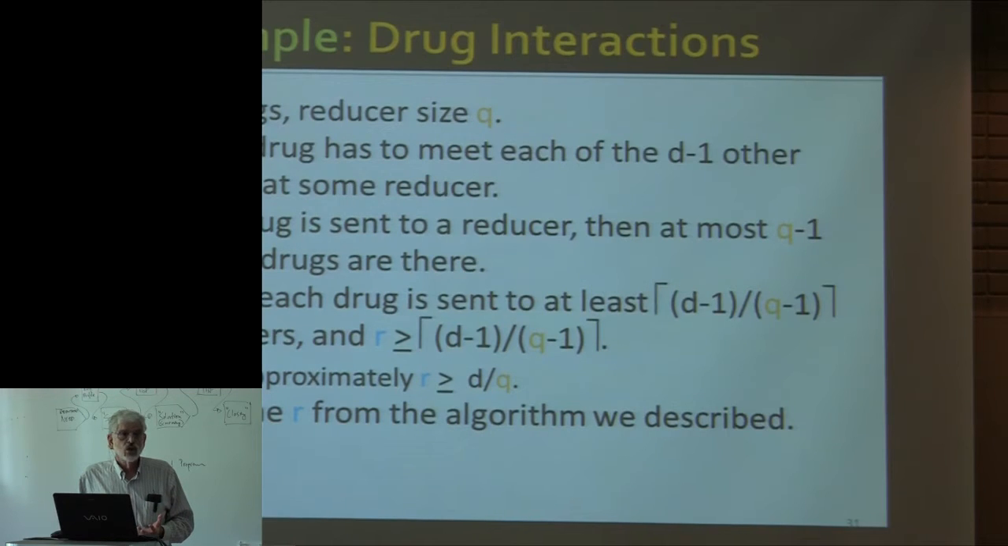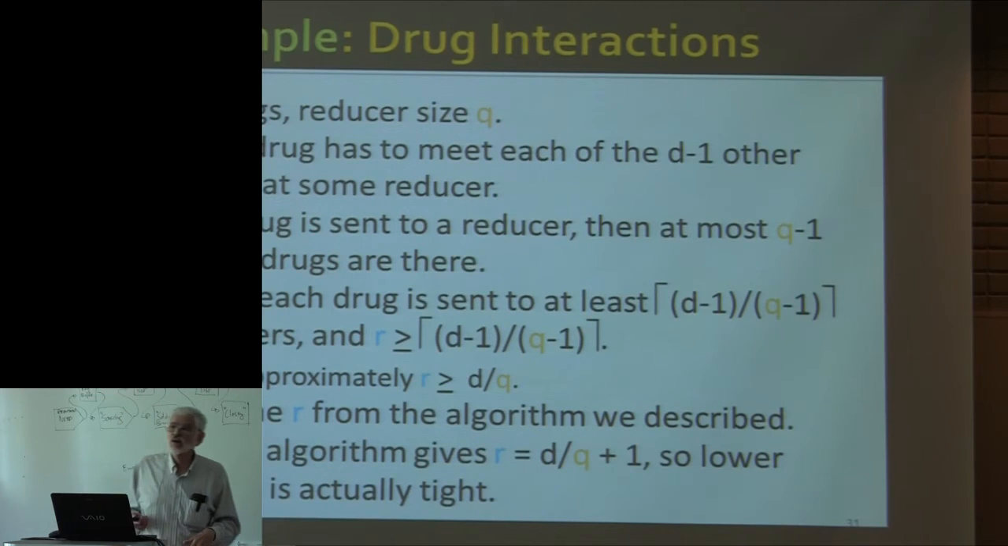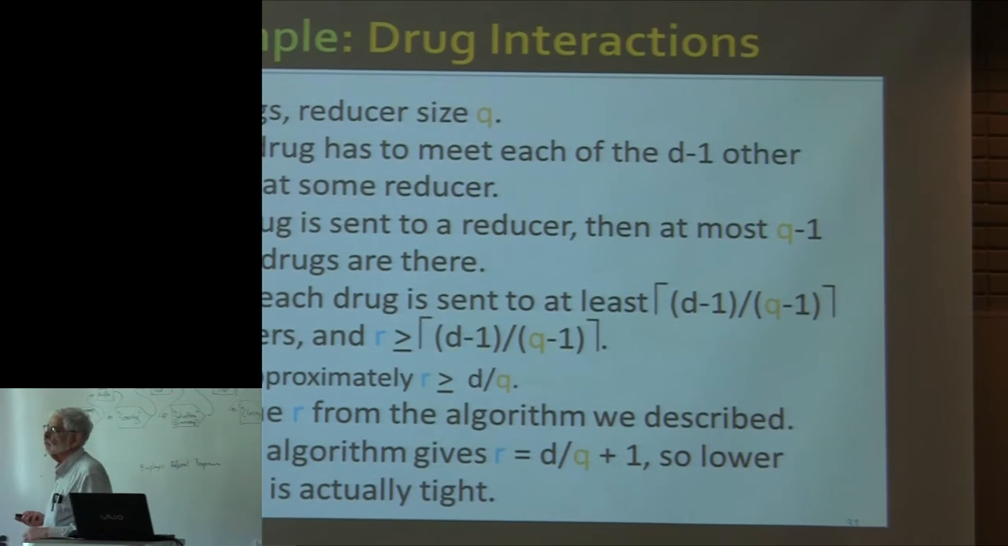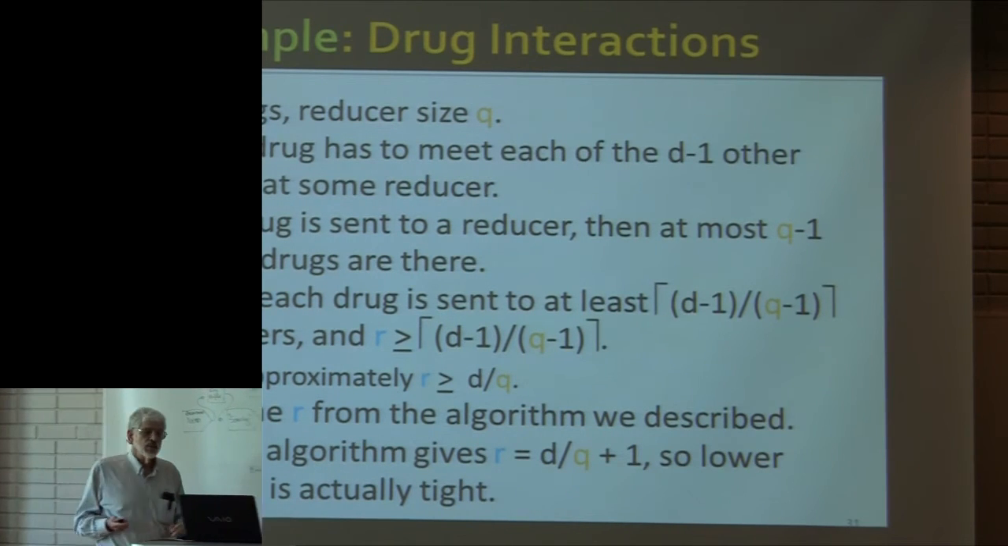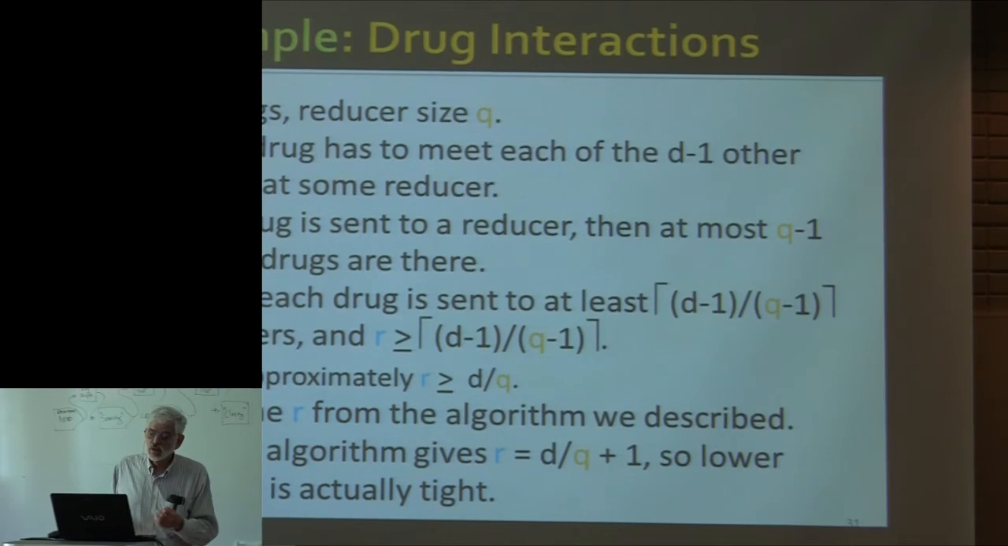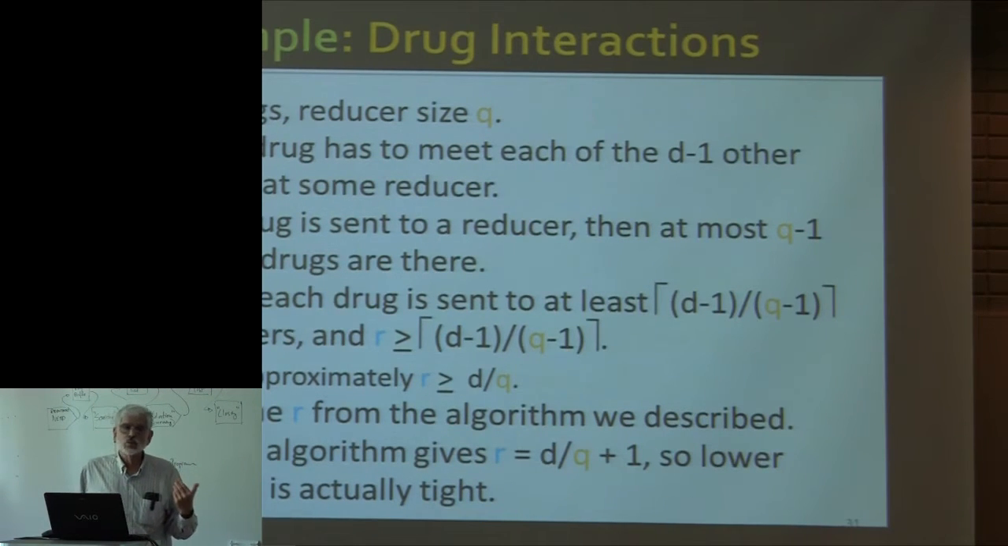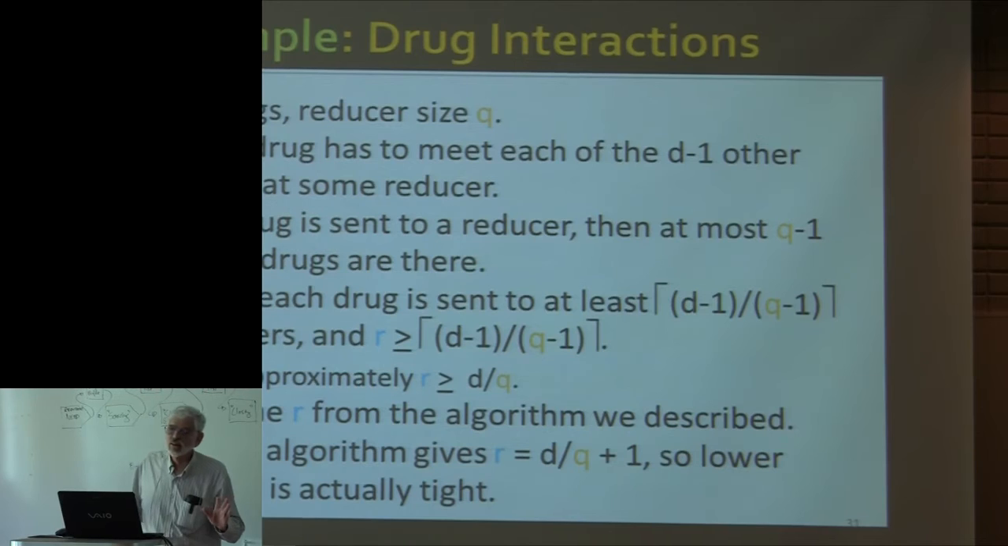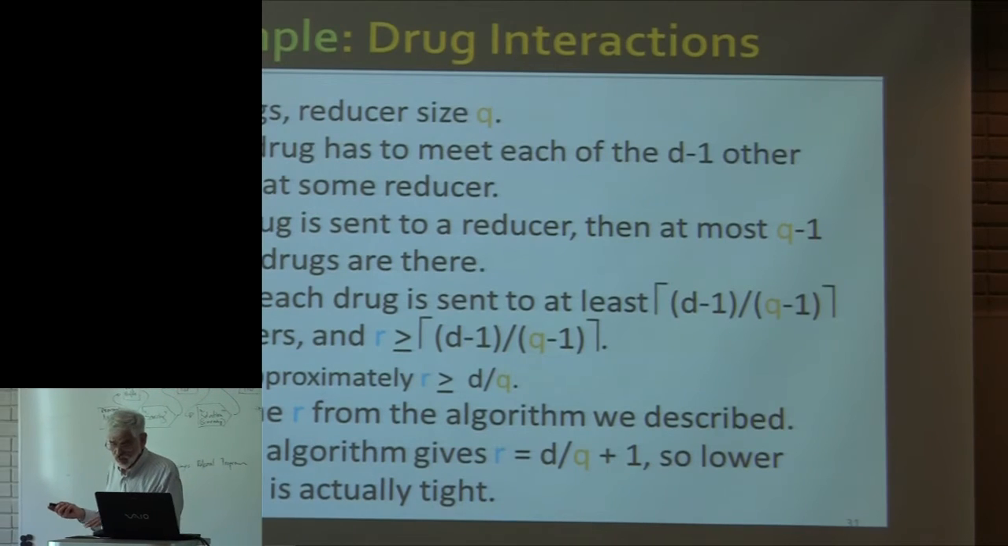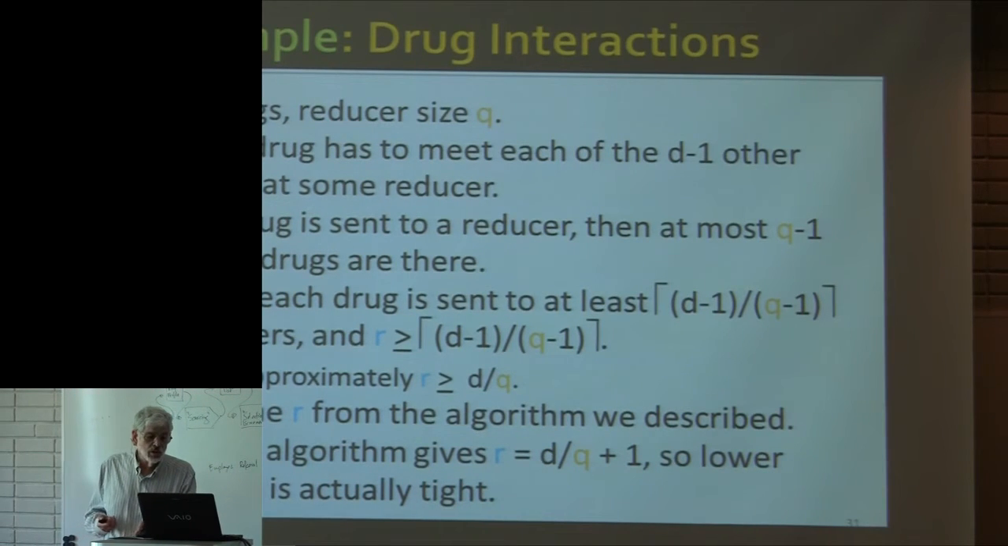So then the question is, what's wrong? Is my lower bound not strong enough, or is there a better algorithm? It turns out that there is actually a better algorithm. You can get rid of that factor of 2; R equals D over Q plus 1 is achievable. I'm not going to go into that. It's, in fact, a complicated algorithm that nobody would bother to implement, but it does exist.